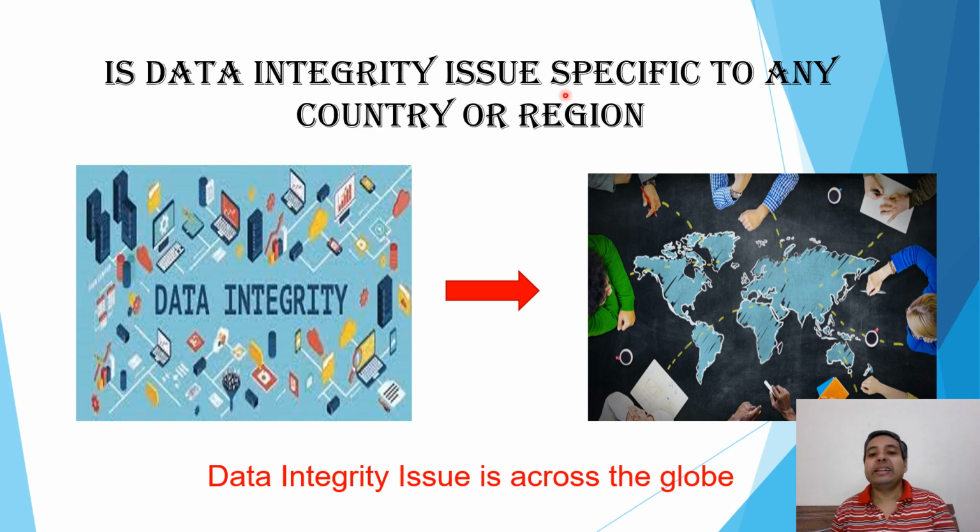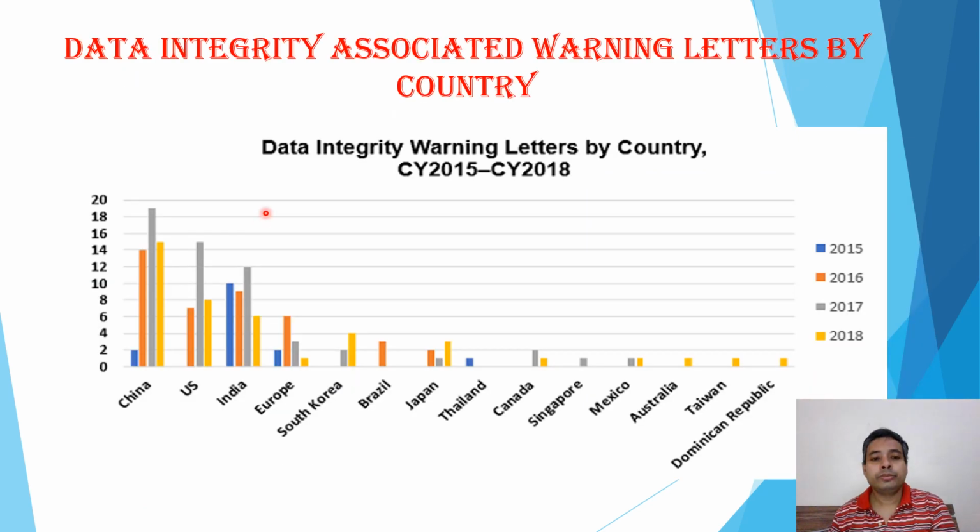Now, is the data integrity issue specific to any country or region? No, my friend, the data integrity issue is not specific to any country or region. Actually, data integrity issues can occur globally. Okay, it is a global issue. From this graph, you can see why the data integrity issue is a global issue, as organizations in most countries have issues related to data integrity, and these are observed by the FDA or other applicable regulatory authority upon inspection.